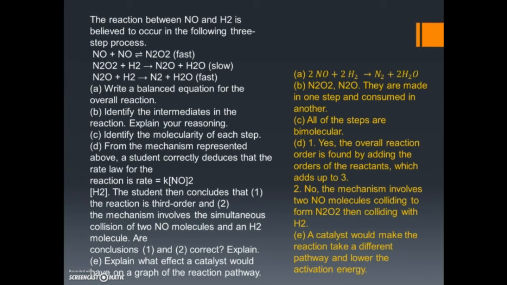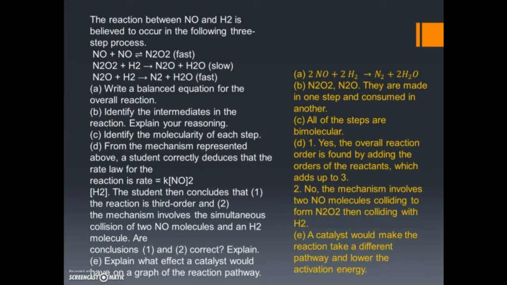And here's a problem. The reaction between NO and H2 is believed to occur in the following three-step process. NO plus NO equilibrates to N2O2, which is fast. N2O2 plus H2 produces N2O plus H2O, which is slow. N2O plus H2 forms N2 plus H2O, which is fast.